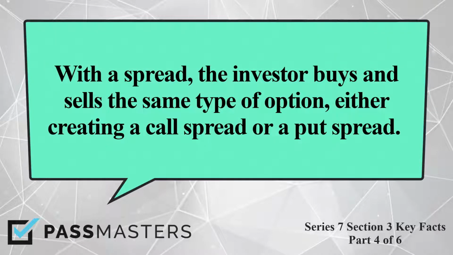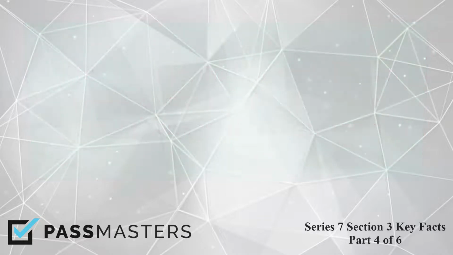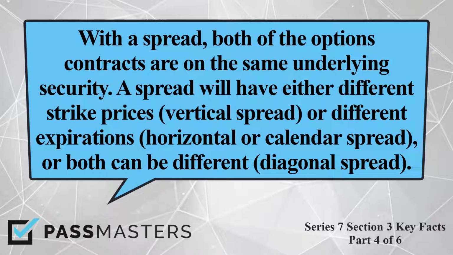With a spread, the investor buys and sells the same type of option, either creating a call spread or a put spread. With a spread, both of the options contracts are on the same underlying security. A spread will have either different strike prices, vertical spread, or different expirations, horizontal or calendar spread, or both can be different, diagonal spread.